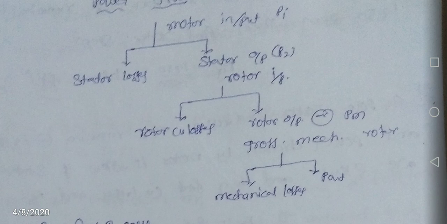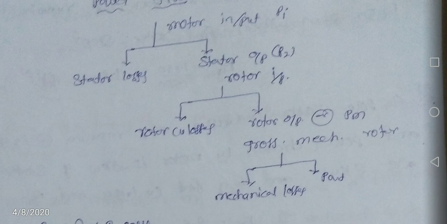Whenever the rotor sends power to the shaft, some power will be lost at the shaft. That power waste is called mechanical losses. The mechanical losses are friction losses, bearing losses, and windage losses. Windage losses are very minute because of the round shape. The remaining power is available at the shaft.